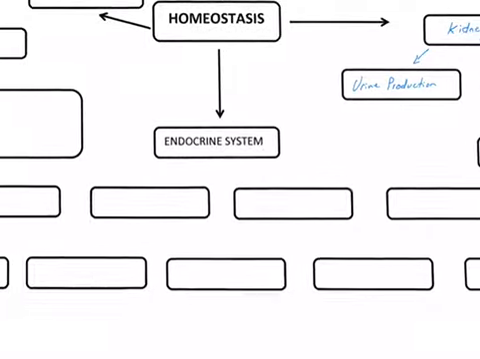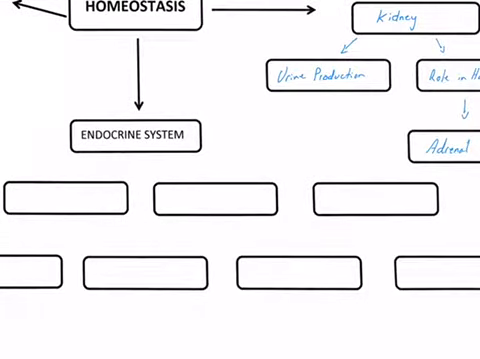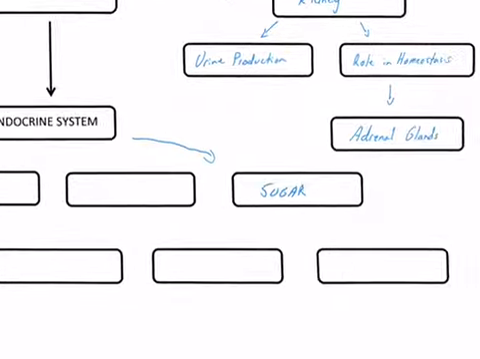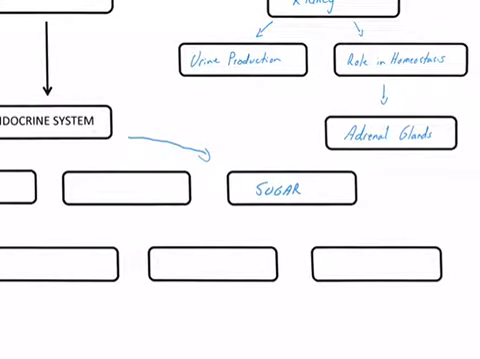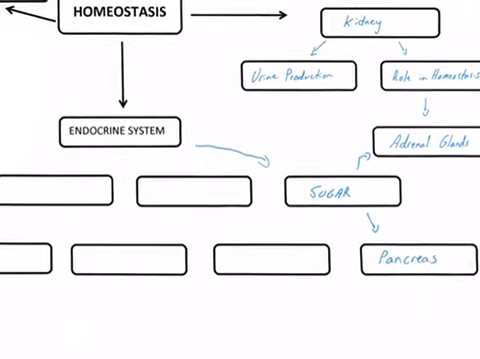And so we'll do a number of things here. From the endocrine system, we're going to look at how we regulate sugar. Sugar is actually regulated in part through the adrenal glands, but it's also regulated through the pancreas. We'll talk about that, and diabetes is kind of the main issue that comes up there as we look at regulating sugar levels.